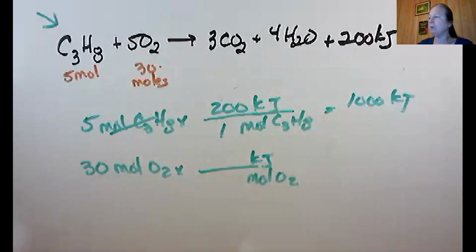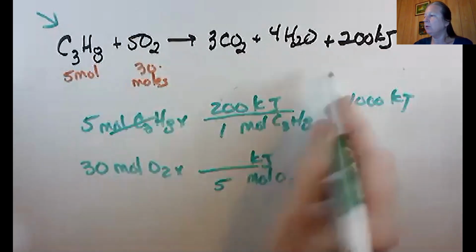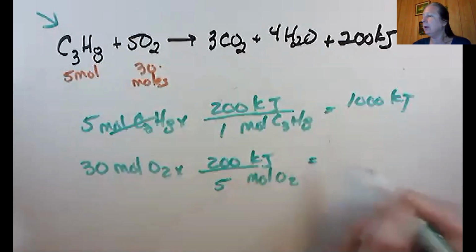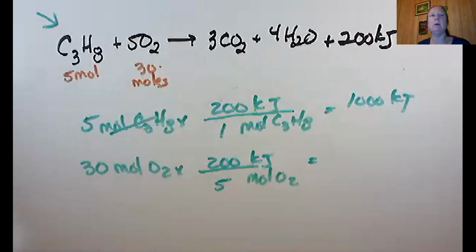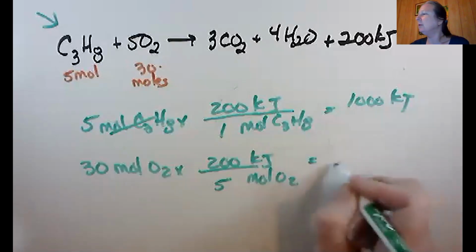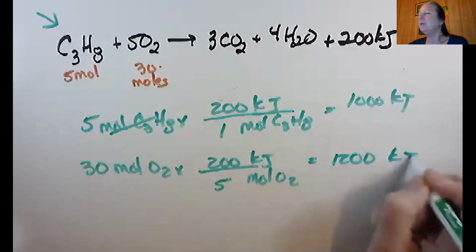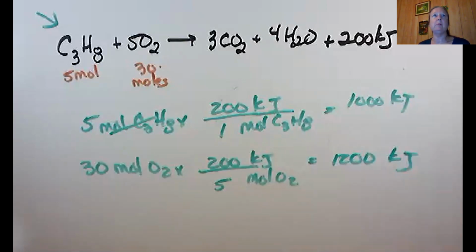What are my numbers? 5 moles of oxygen, 200 kilojoules. And that is going to be, I'm going to do it in the calculator so I don't make a stupid mistake. Right, 1200 kilojoules. So even when you're using energy, this works. Any of the products it will work with. And once again, you can only generate 1,000 kilojoules. So propane is our limiting reagent. So that is the first step.